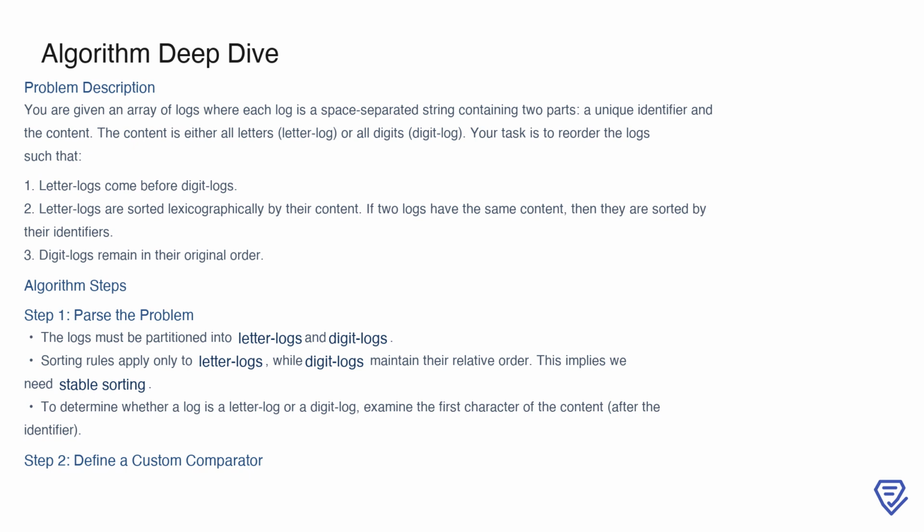To achieve this, we start by parsing the problem. The task involves identifying and separating the logs into letter logs and digit logs. Sorting applies only to letter logs, and since digit logs need to maintain their original order, we require stable sorting. To determine the type of log, we can examine the first character of the content after the identifier. If it's a digit, it's a digit log, otherwise, it's a letter log. With this understanding, we can move on to designing a custom comparator for sorting.